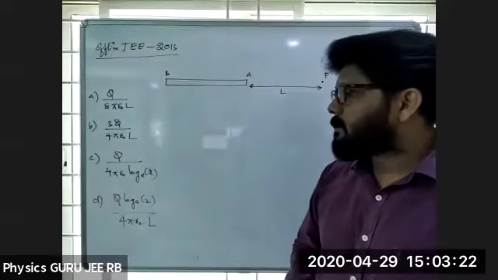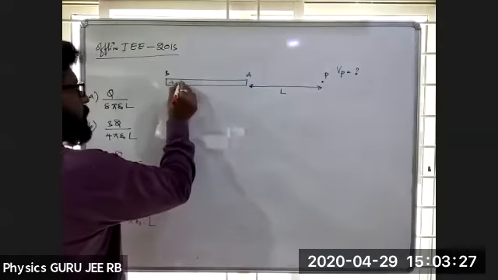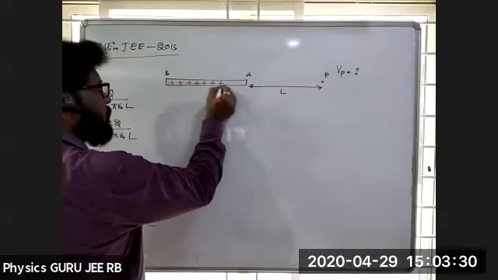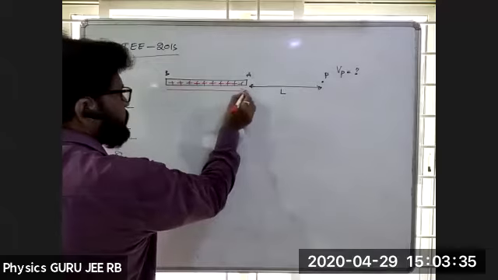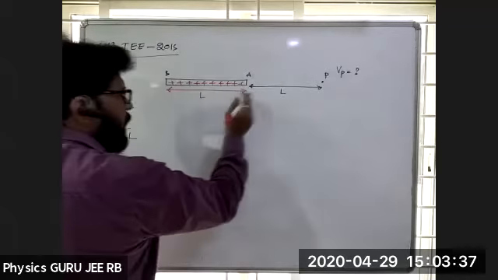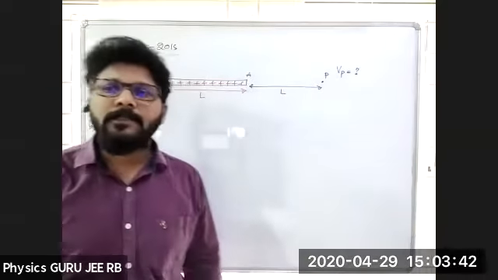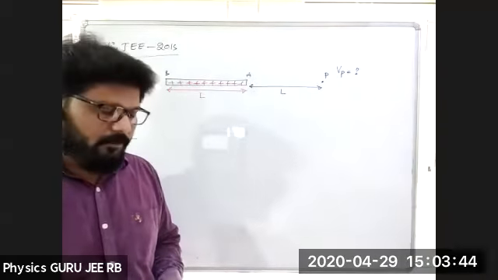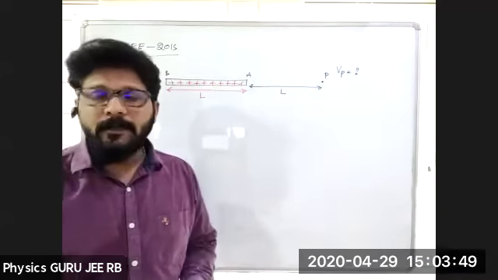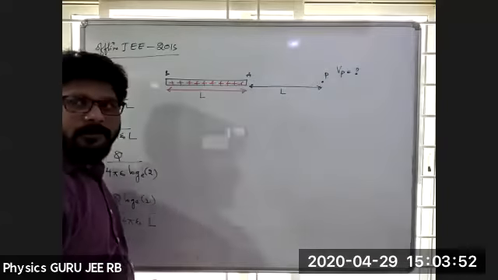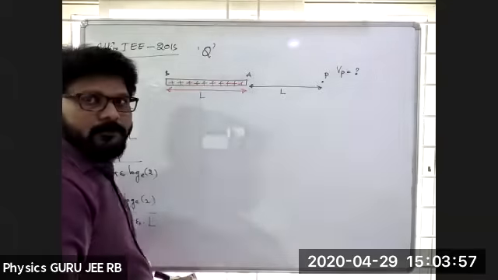Here one rod is there, a charged rod of length L. Let me take this, nothing but a charged rod of length L. This length is also L. At a point P, which is at a distance of L, we want to calculate the electric potential. How do we calculate the electric potential at that particular point? Again, same process. Q is the total charge.